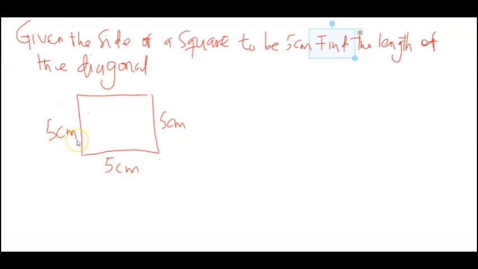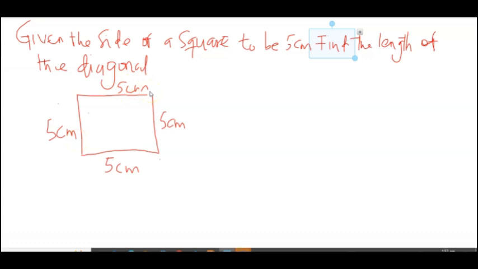5 centimeters, 5 centimeters. Okay, and we are supposed to find what? The length of the diagonal. So the diagonal is a line that is drawn from one corner to the other. Okay, and we realize that for the square, all the angles are right angled. Okay, all the angles are 90. So I can do something like this. Okay, this side is also 90.